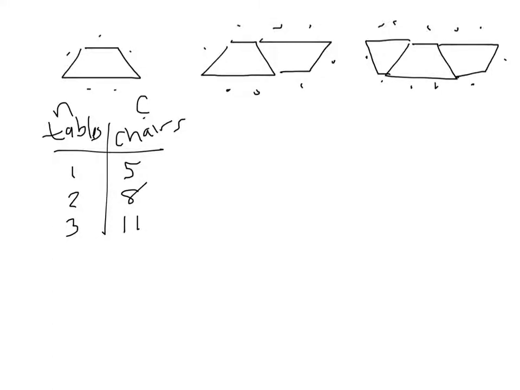Alright, we have Miss Chen's tables and chairs problem. The question gave us if there was one table, 5 kids could sit around. If there were 2 tables, 8 kids could sit around. So already I can put that into my T-chart or my table of values, and I can say 1 and 5, 2 tables and 8 people.